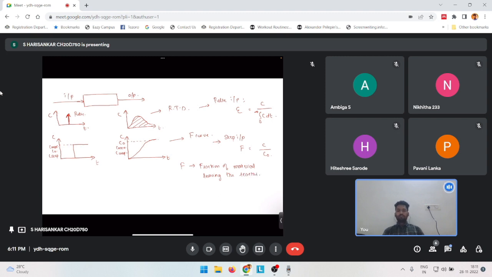So how do we draw an F curve? We just use this concept: F is equal to C by C0. If we plot t on the x-axis, and instead of C on the y-axis, we take C by C0, which is equal to F, it will go from 0 to 1, and the curve will follow like this. The maximum value of F would be 1, because a fraction can never be greater than 1, and F is just the fraction of material leaving the reactor at a given time. So this is the F curve.